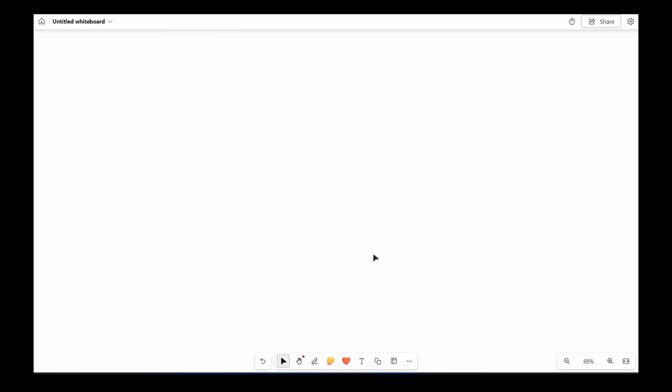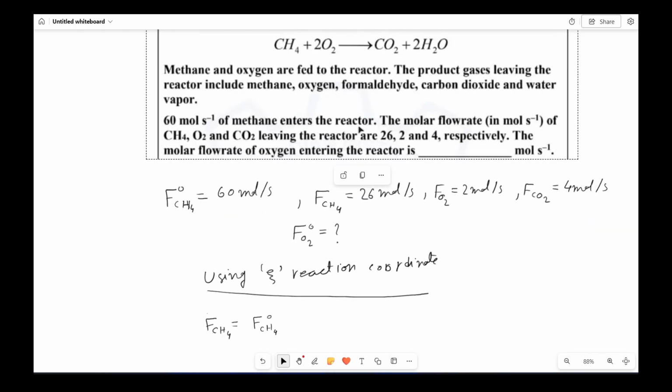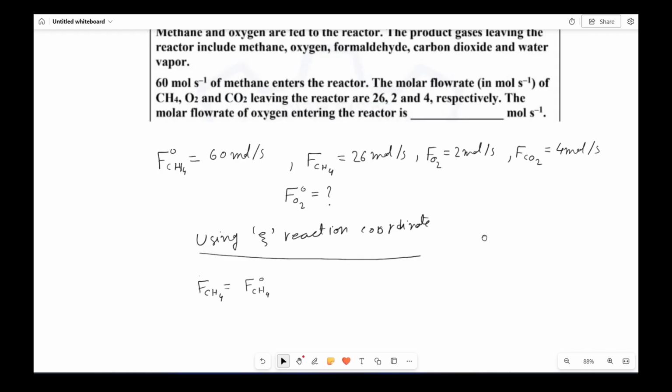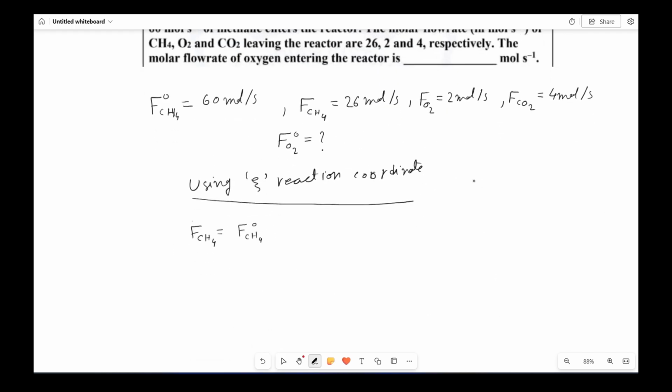Now, for using this expression, see the reaction. CH4 has a stoichiometric coefficient of -1 here and here also -1. So this expression will become minus zeta 1 minus zeta 2. This is one equation.